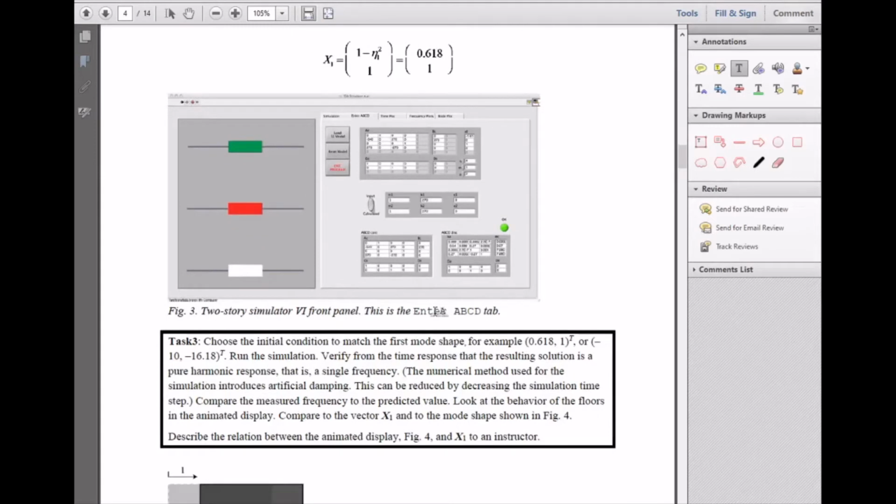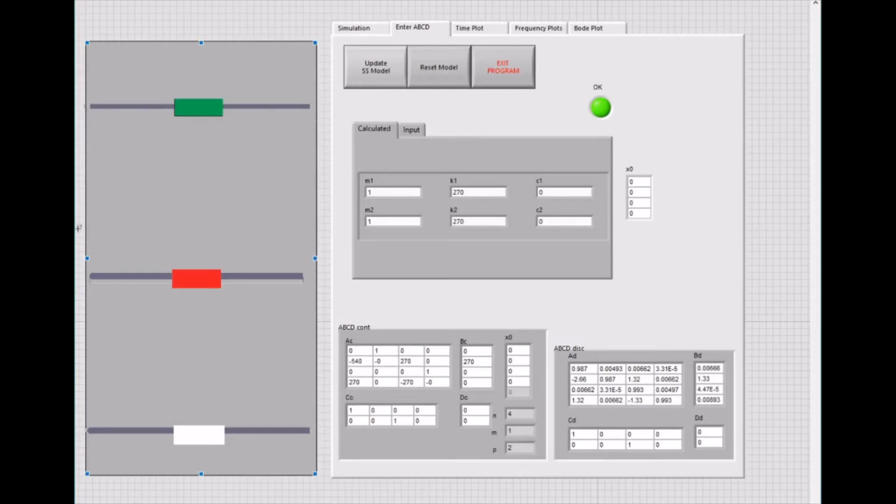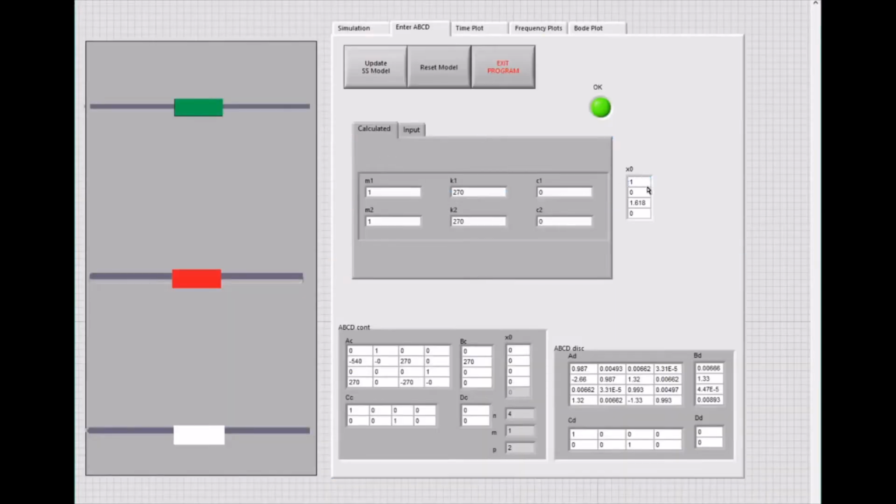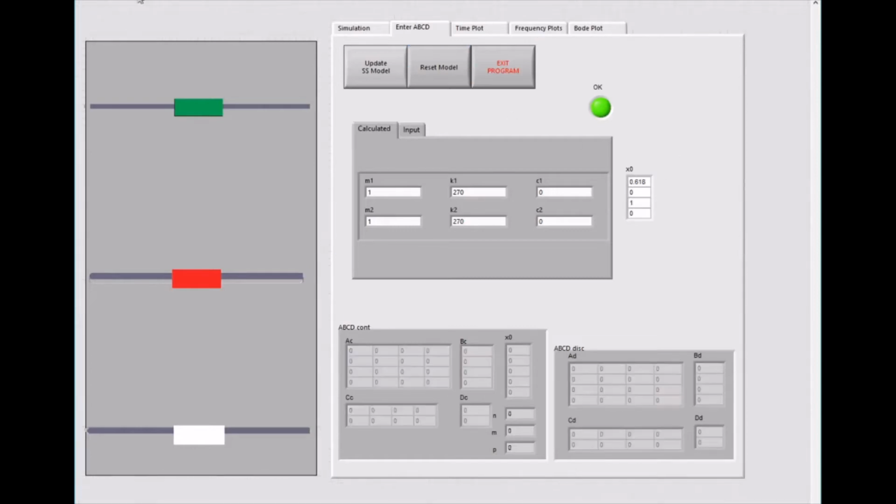Now we can actually see this looking at our LabVIEW simulation. Here it is. I'm going to put in the initial condition. What was it? It was 1, and the next one was 1.618. Was that it? Let me check one more time. Oh, it was 0.618 to 1. It's the same thing actually. If you look at the ratio of 0.618 to 1, that has the same ratio as 1 to 1.618. So just to satisfy this, 0.618 and 1.